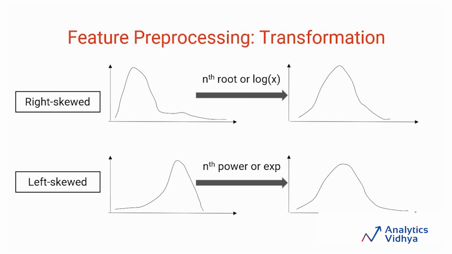Now note that for right skewed or positively skewed distribution, we take the square or cube root or log of the variable, and you can call that the nth root as well. And for left skewed or negative skewed, we take square, cube or exponential of variables. This is called feature transformation.